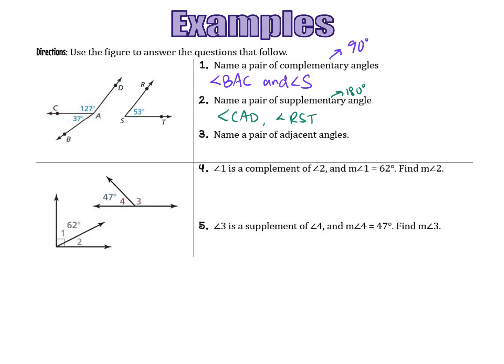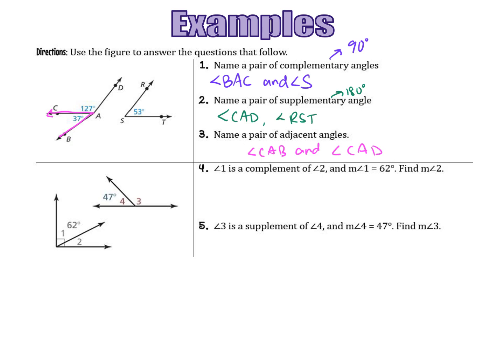And then for adjacent angles, I'm looking for angles that share a side or a ray. So here, AC goes with angle BAC and angle CAD. Those two are adjacent angles because they share a side, angle CAB and angle CAD. The side that they share is side AC.